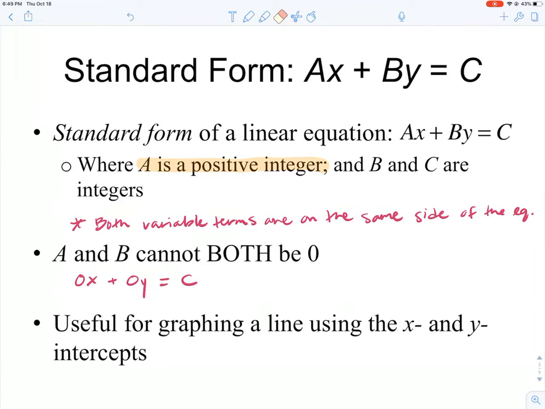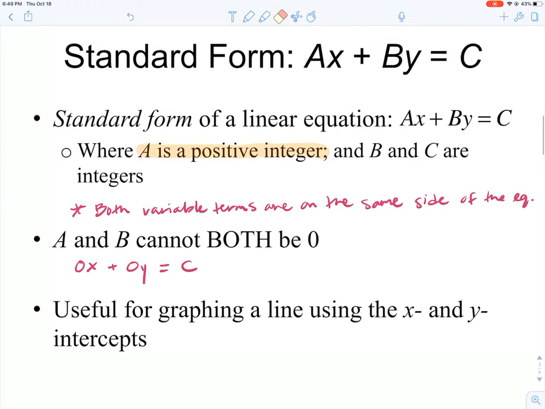So standard form is useful for graphing a line using the x and the y intercepts. We could make a table of values and just choose values to substitute in for x and then solve for those values of y, or the other way around. However, 2 points define a line. So between any 2 points, there is a unique line that will pass through those 2 points. So it's easy to find the x and the y intercepts, and then you have 2 points and you can draw the line that passes through them.